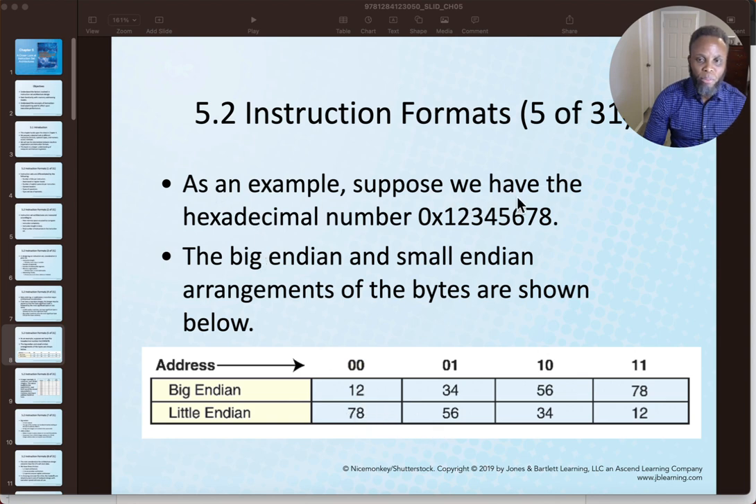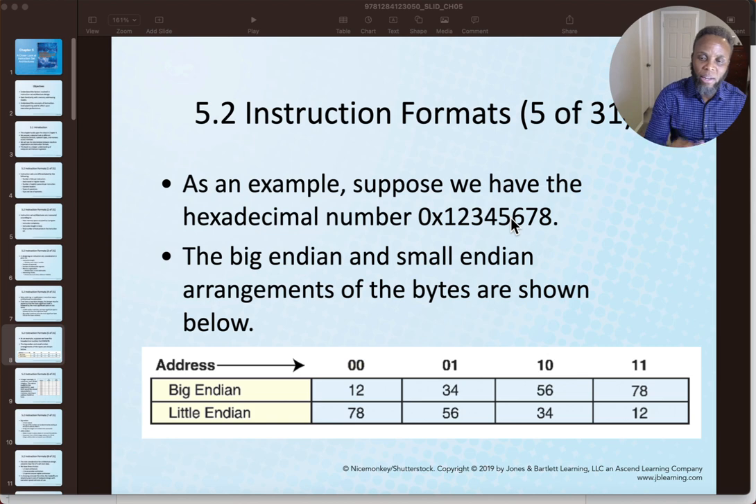As an example, suppose we have the hexadecimal number 0x12345678. This is hexadecimal, and it is going to be represented exactly like this in memory. So in Big Indian, let's start with Little Indian. In Little Indian, this is the least significant byte. 78 is the least significant.